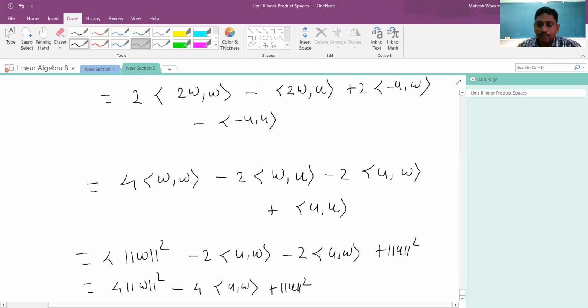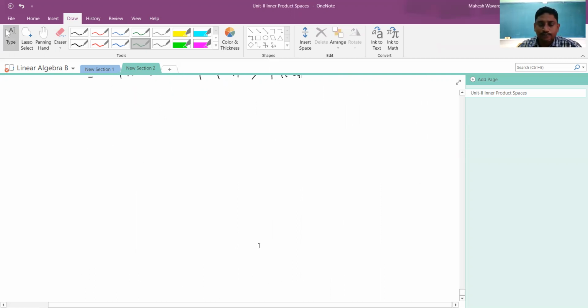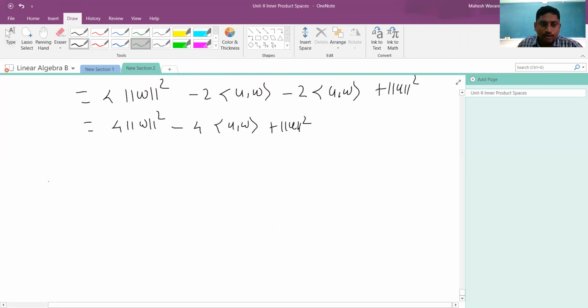And you have known these values. What is norm w? Norm of w is 1, so it's 1 squared. What is the inner product of u with w? Inner product of u with w is 2, and norm of u is 3, so it is 9, 3 squared. So the final calculation is 4 plus 9 minus 8. So it should be 5.